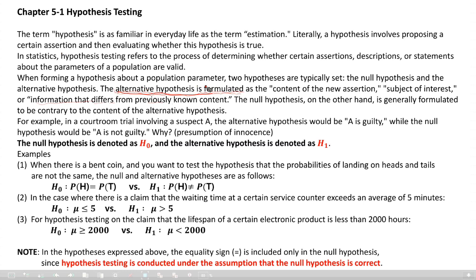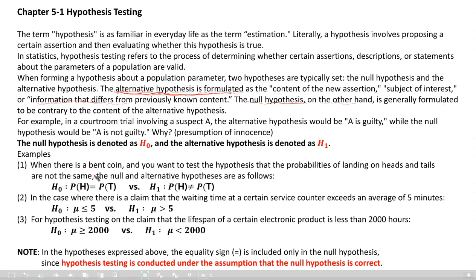The alternative hypothesis is formulated as the contents of a new assertion, a subject of interest, or information that differs from previously known contents. That kind of phenomenon is set as the alternative hypothesis. The null hypothesis, on the other hand, is generally formulated contrary to the contents of the alternative hypothesis, reverting the contents.